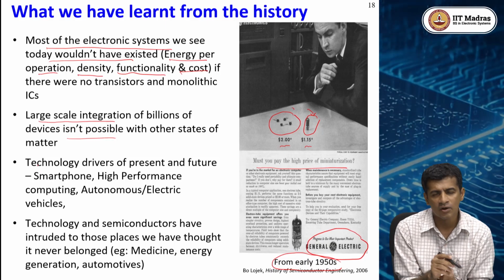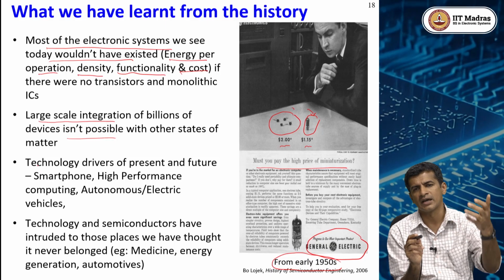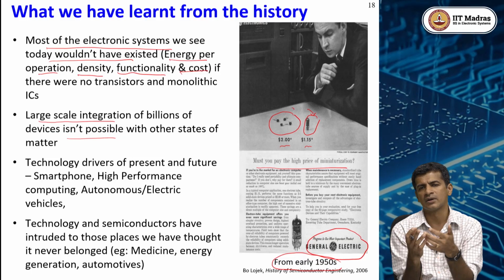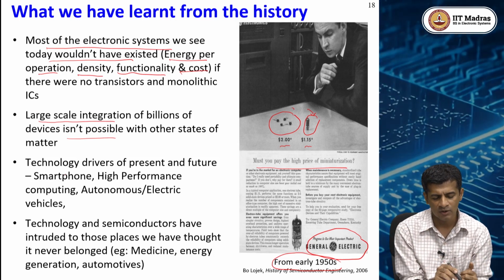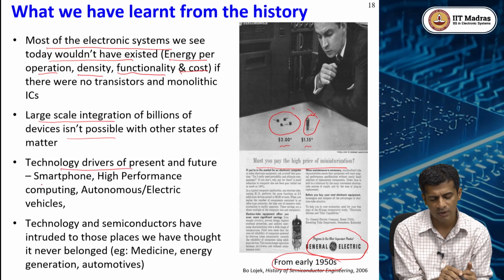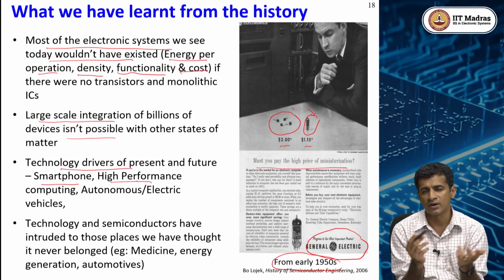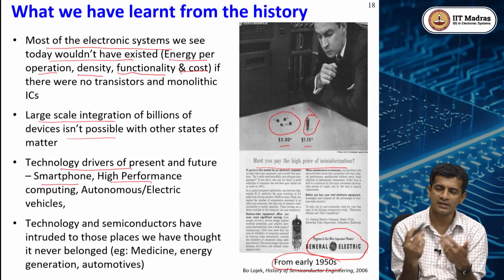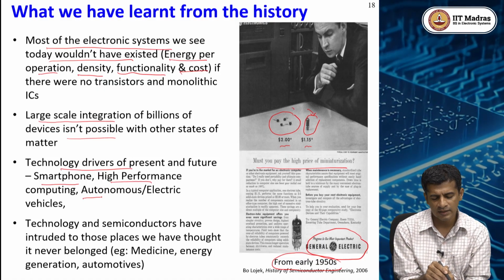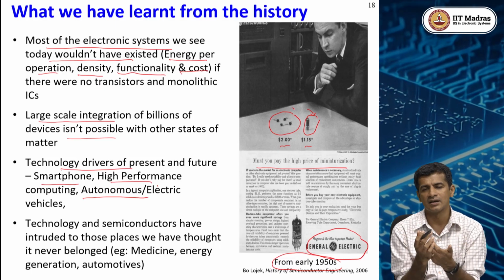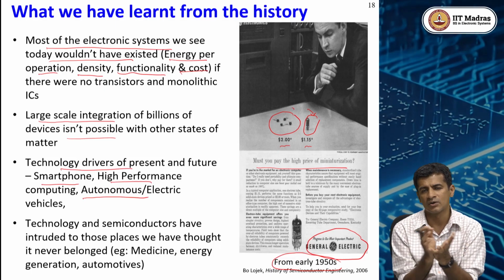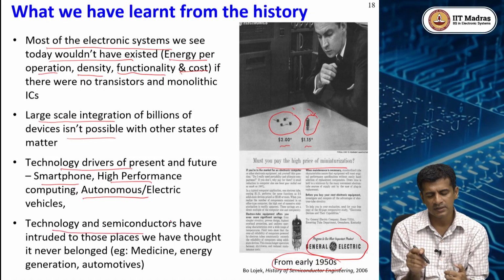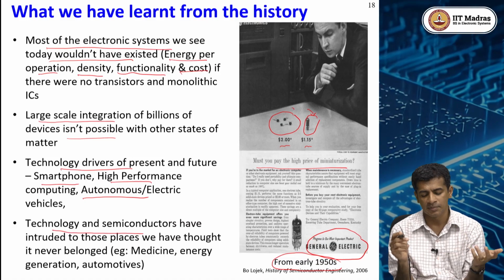If you look at the history, we saw that initially it was driven by the aerospace industry and military industry, then it became industrial application, then computers, PCs, and in modern day the technology drivers of the semiconductor industry are smartphones, then high performance computing, for example the AI chips and the chips which are going into data centers. They are actually driving the technology. And there are other applications also, electric vehicles. If you look at an electric vehicle, it requires a lot of semiconductors. And also technology and semiconductors have intruded in other places.